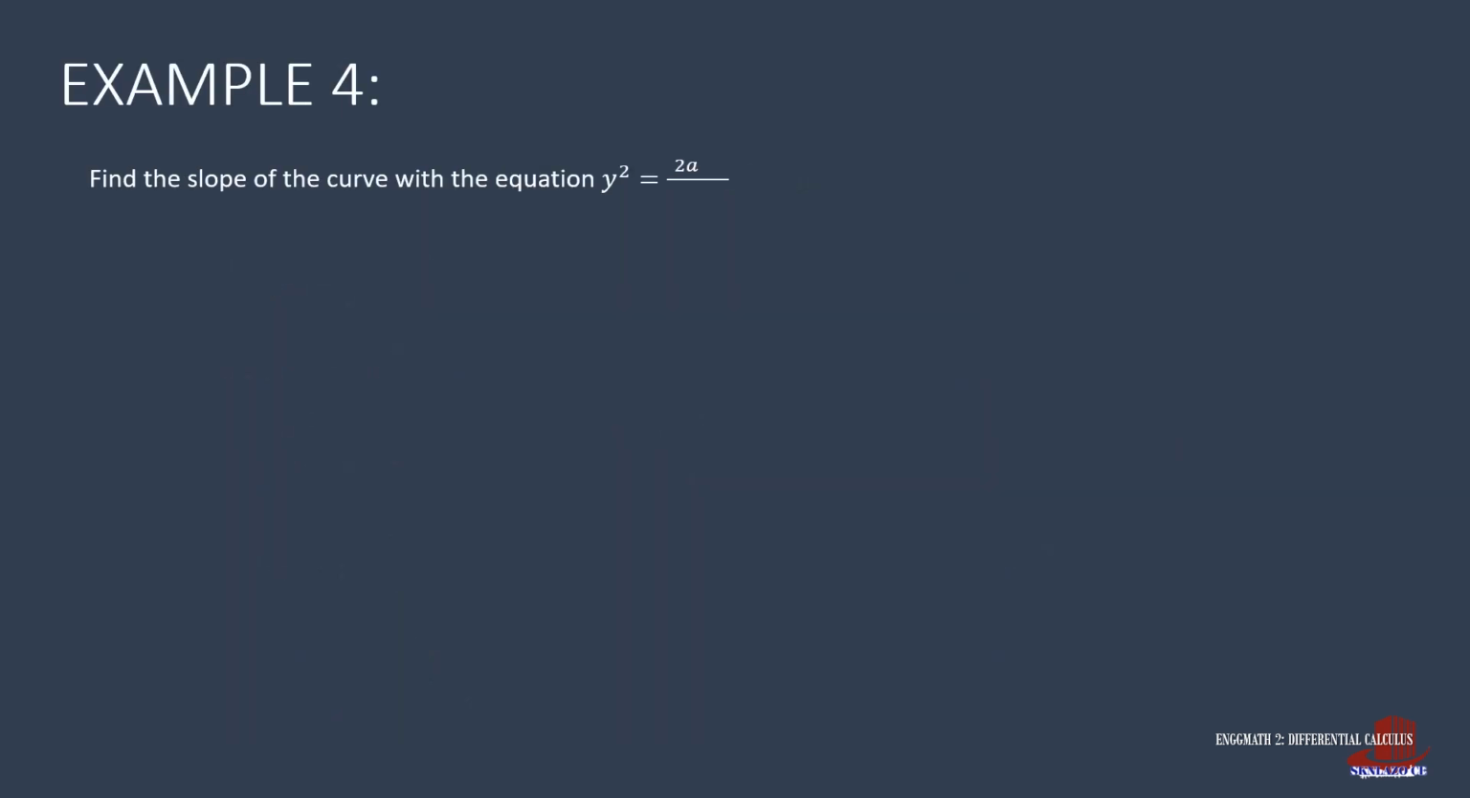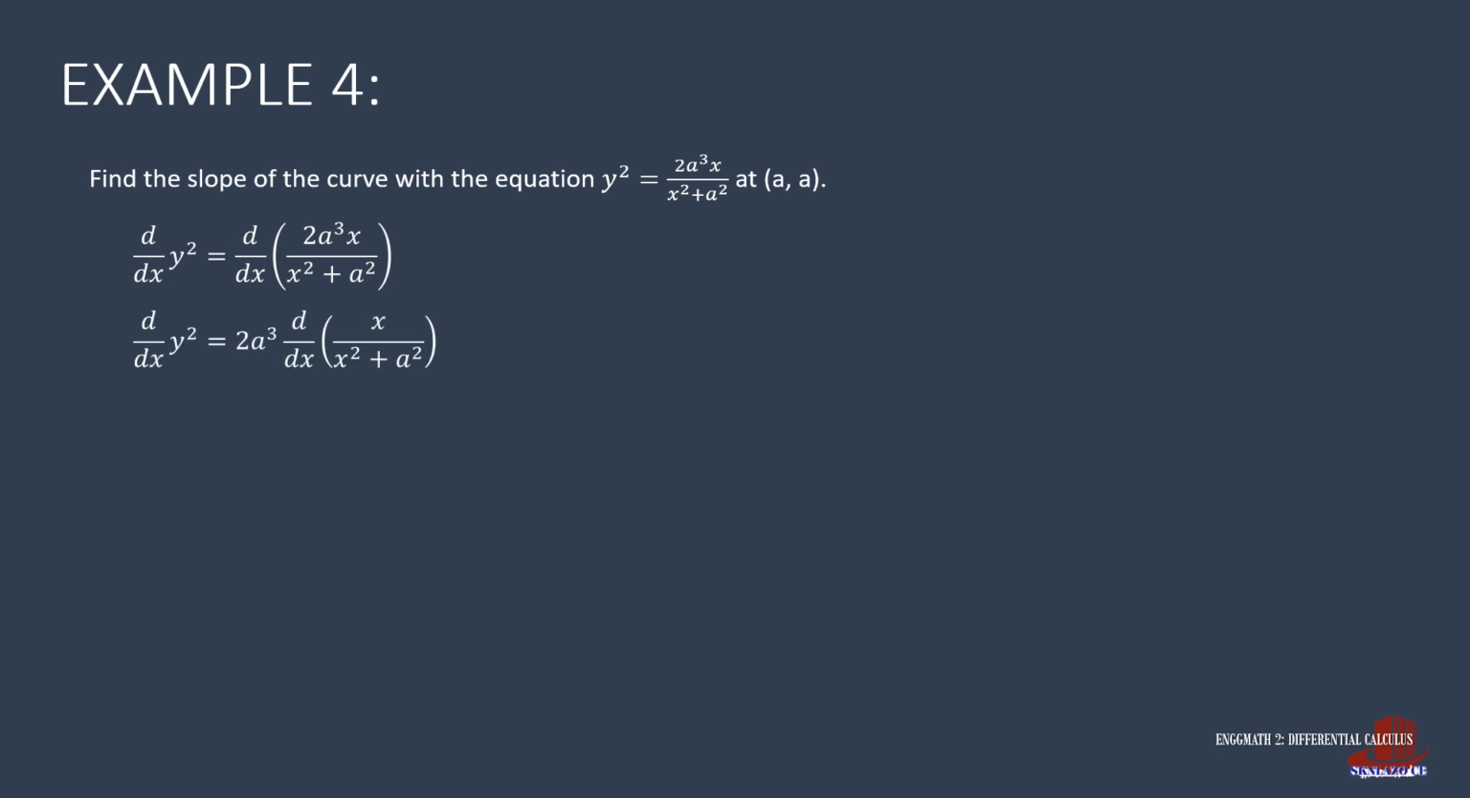Example 4 has the equation y squared is equal to 2a cubed x all upon x squared plus a squared, where the point considered is at a. Again, insert d all over dx to each term. The left term is simple, but the right term is longer. For this problem, 2a cubed is considered a constant, so we can extract it out before the derivative.